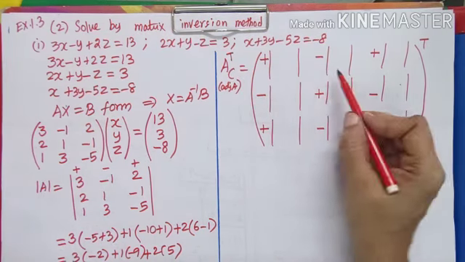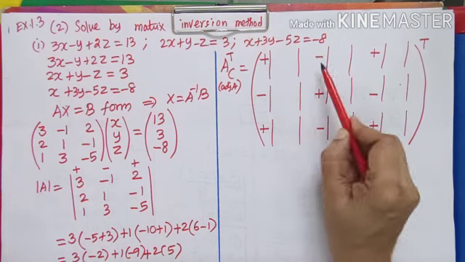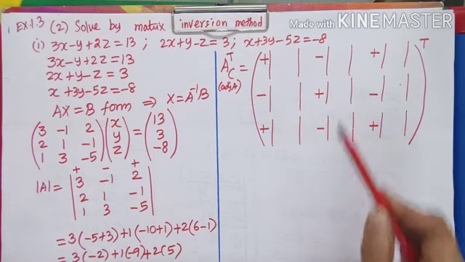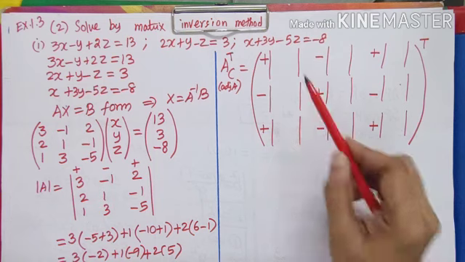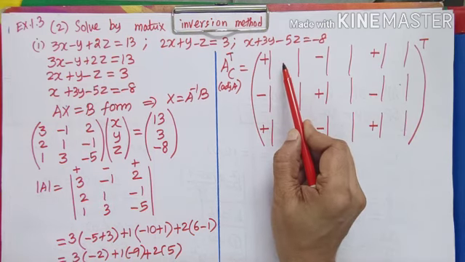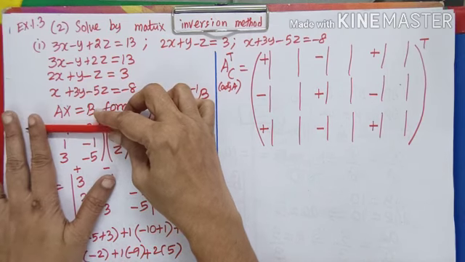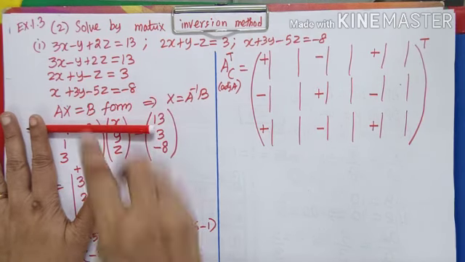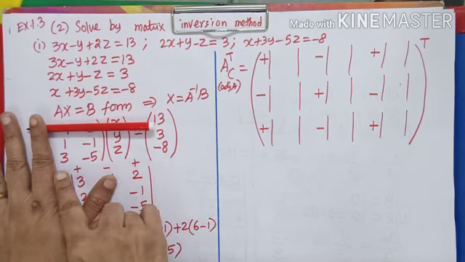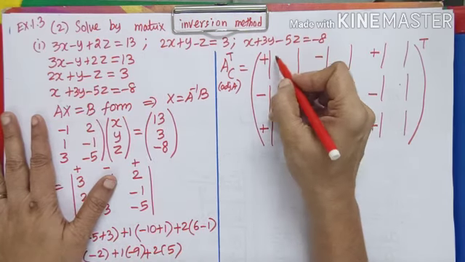How to find out these cofactors? So we have put the symbols, and now minors. How to find the minor? I am in first row, first column. Hide the first row, hide the first column. What is remaining? 1 minus 1, 3 minus 5.